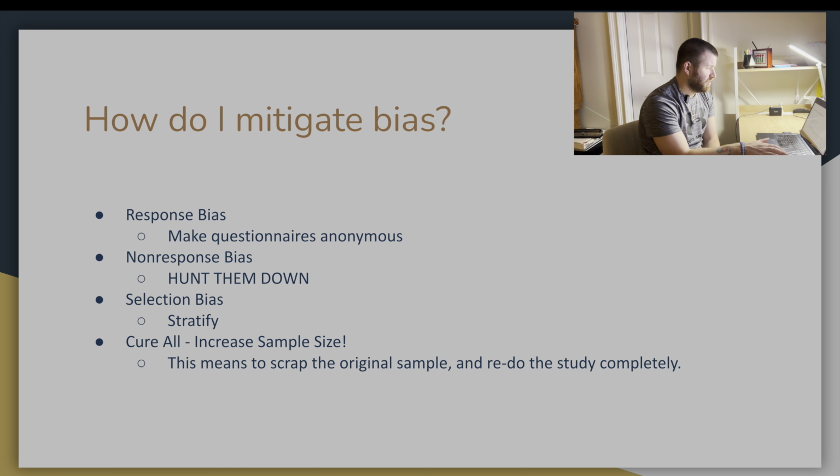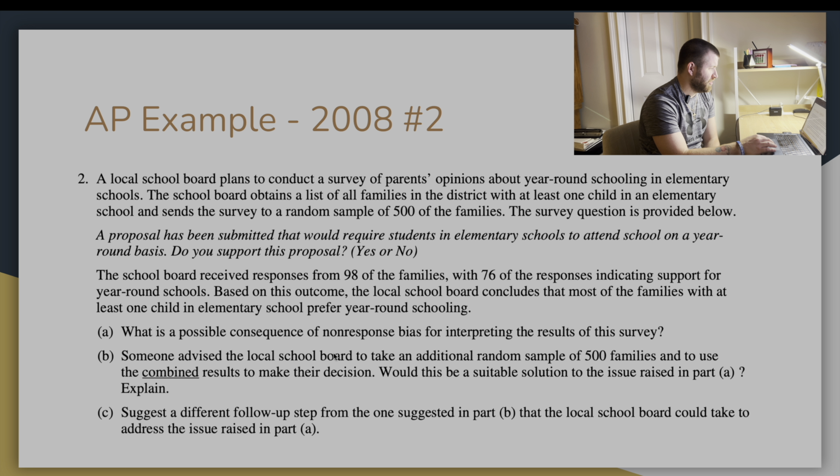So the last thing we're going to look at here is an example. If you're a student of mine, we did this example in class, but it's about requiring students in elementary school to attend school year round. And so they sent this out to 500 people. They only got 98 responses back. And 76 of those indicated support for year round schooling.